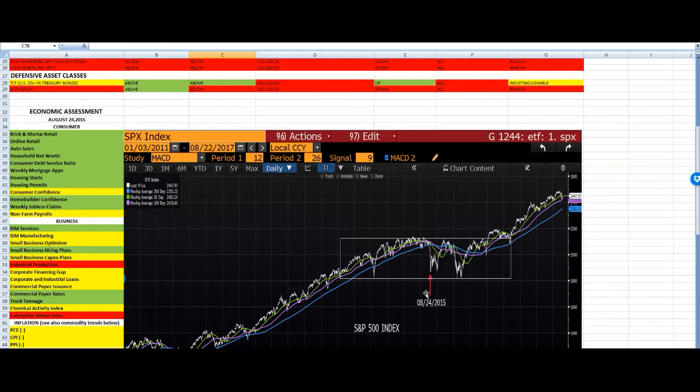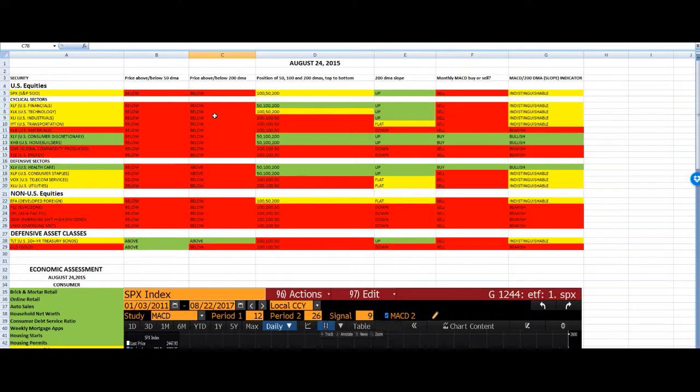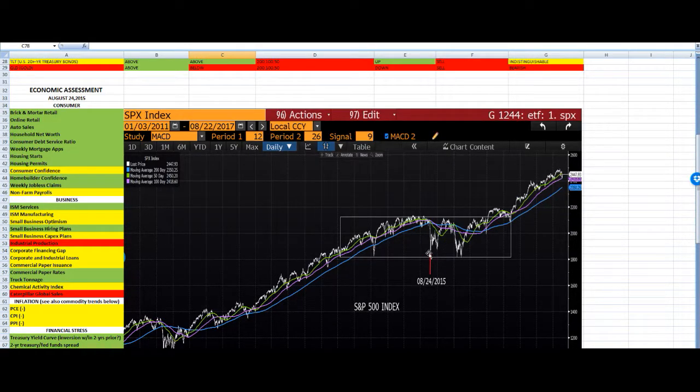How about August 2015? First 10% correction in 11. That's a very, very long stretch, unusually long. Got the technicals beginning to break down. We have a sell signal on the moving average convergence divergence, although we still had an upslope in the 200-day moving average. Had to be scary.